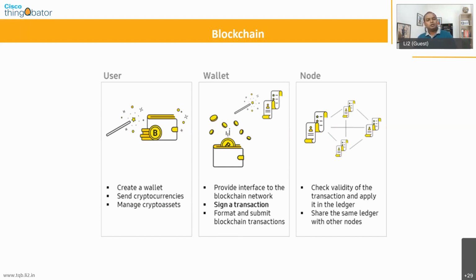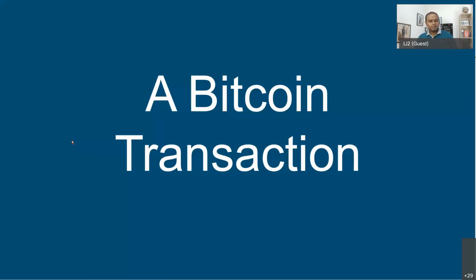Node is nothing but all the networks and the computers that are connected to each other. We're going to share compute power, do validation, create new blocks in the blockchain, right? So that is the node's work. Now, how does a simple Bitcoin transaction look?